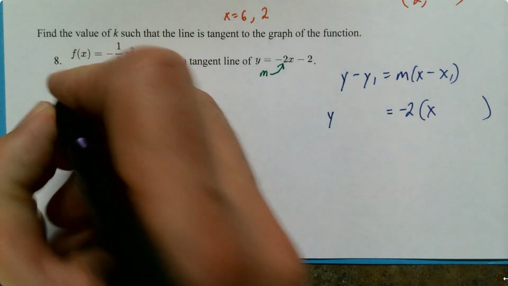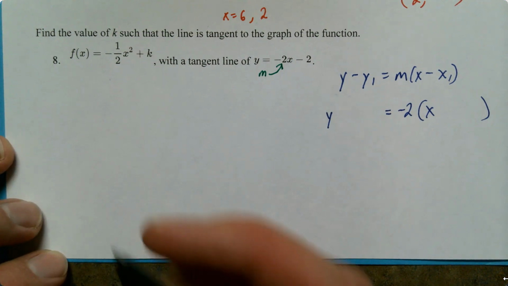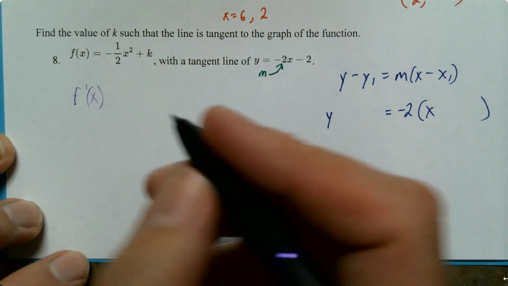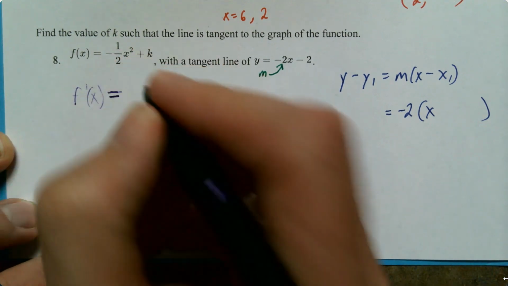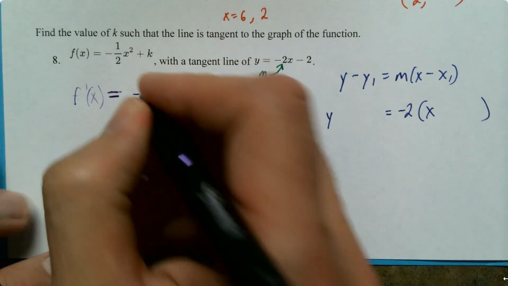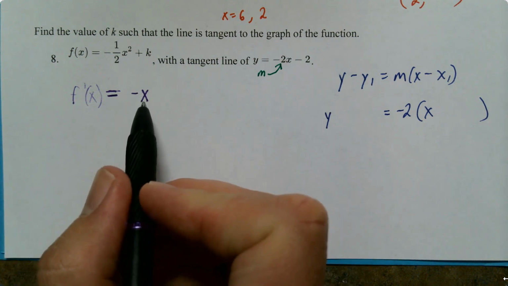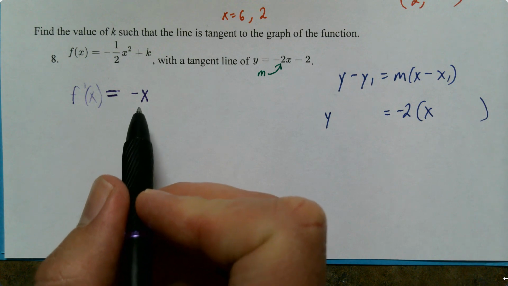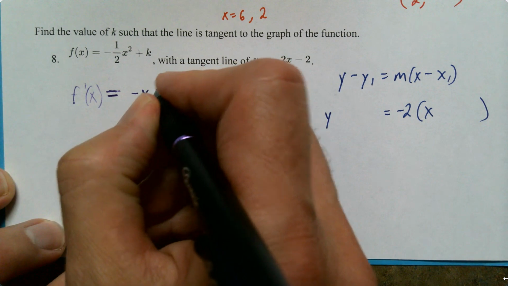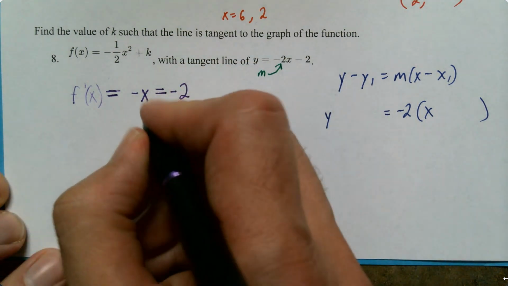Okay, let's find the derivative. Why are we finding the derivative? Well, because it's fun. The derivative is negative 1x, and the derivative at some specific value is equal to negative 2. So negative x equals negative 2, which really means that specific x value is positive 2.